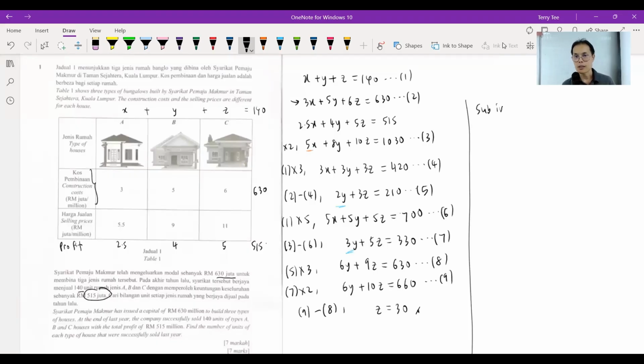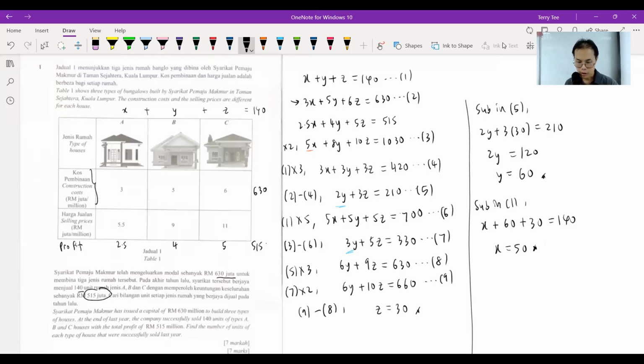We sub inside equation number 5. 2y plus 3z, z is 30, the result is 210. 210 minus 90 is 120. 120 divided by 2, your y is 60. Then you sub inside equation number 1 because we want to find all three, x, y, and z. x is an unknown, y is 60, z is 30, this is 140. So 140 minus 90, that will give us 50.